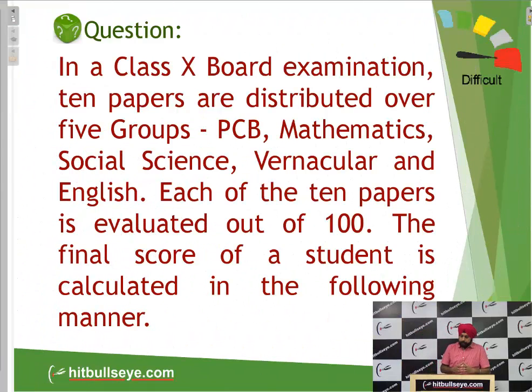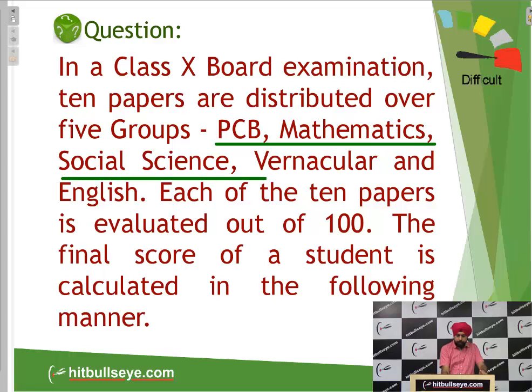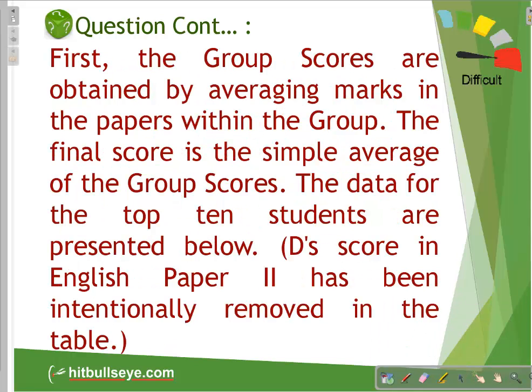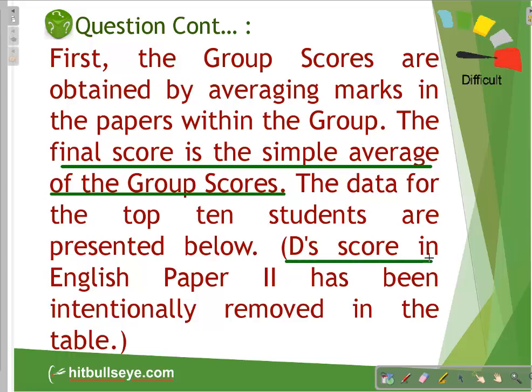This question here is talking about the 10th class board examination. 5 different groups are being talked about: PCB, mathematics, social science, vernacular and English. The marks are out of 100. After that, you have taken the individual average of the groups, and finally the simple average of all the different groups is made as your final score. Now D is a student whose marks in English paper 2 have been intentionally removed.